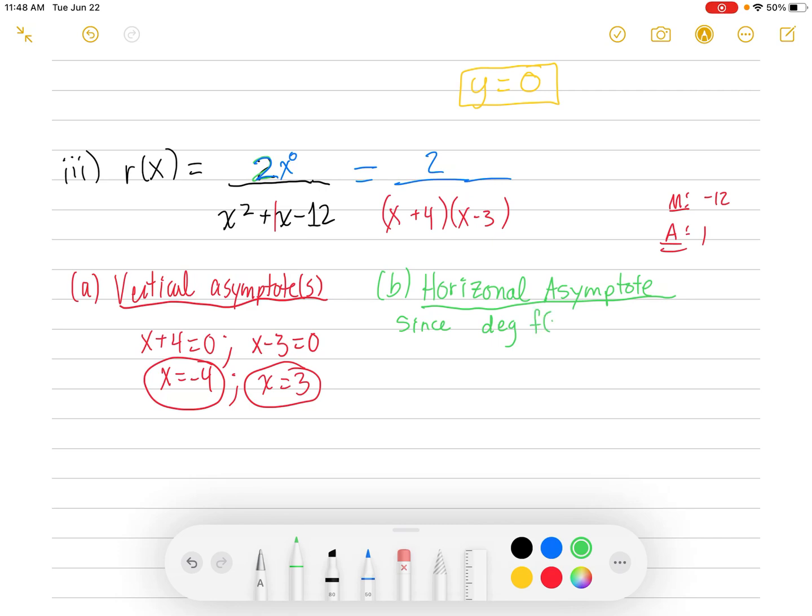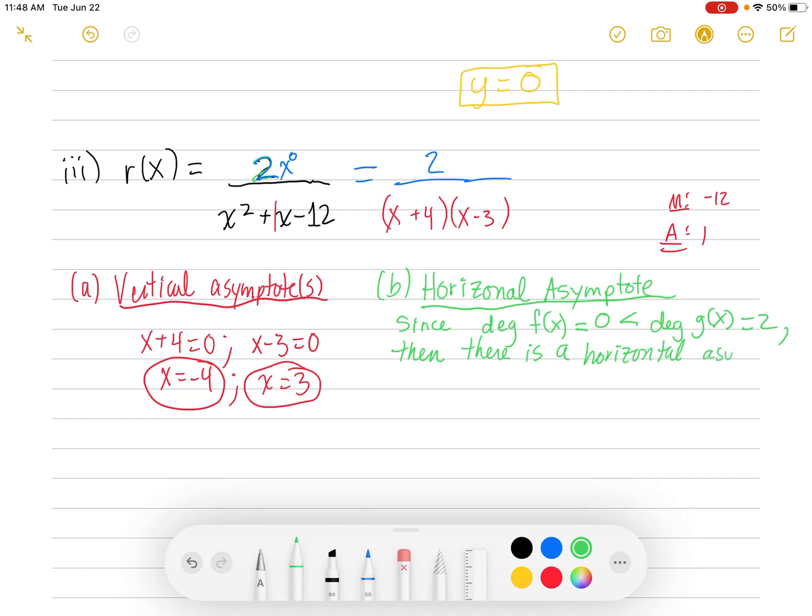Since the degree of the top, let's call the top f of x, is 0, and that's less than the degree of the bottom, we'll call that g of x, which is 2. So the degree of the top is 0, the degree of the bottom is 2. The top's degree is smaller than the degree of the bottom. Then you're going to have a horizontal asymptote.